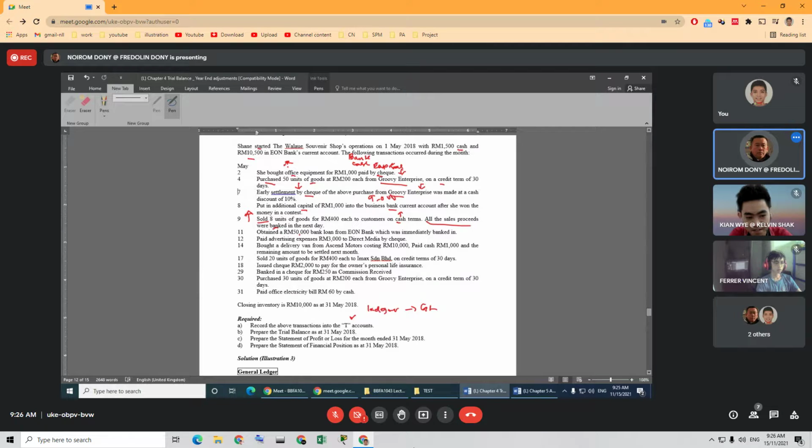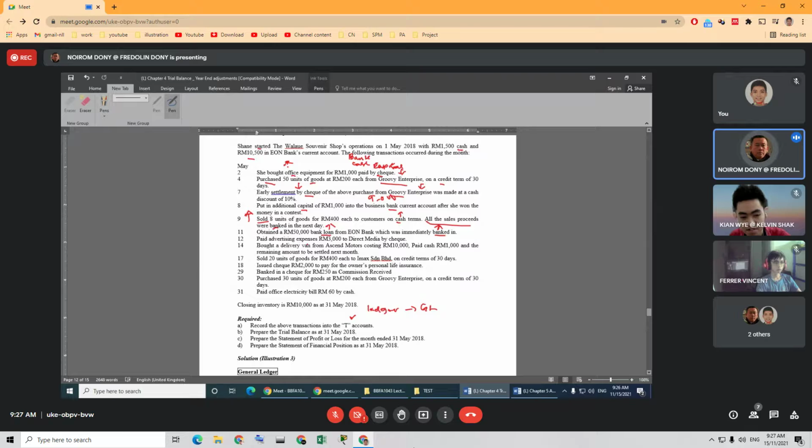And obtain 50,000 bank loan from Eon Bank, which was immediately banked in. So we have bank loan and immediately bank in. So this is an asset increase. So debit bank and credit bank loan, an increase also in our liability.